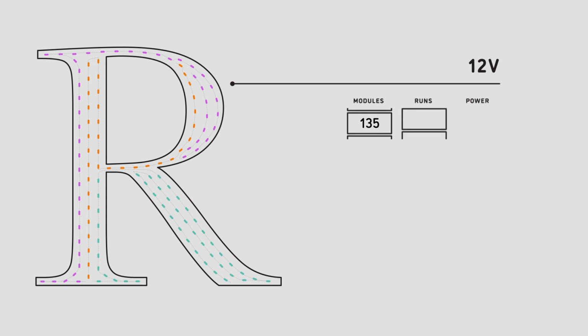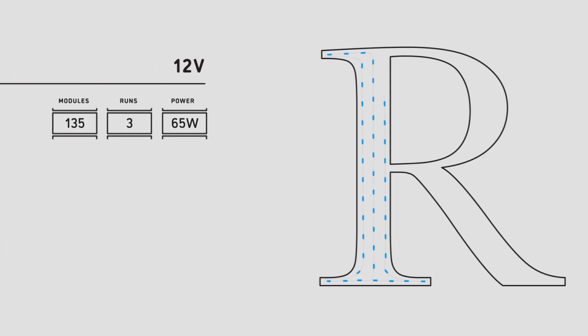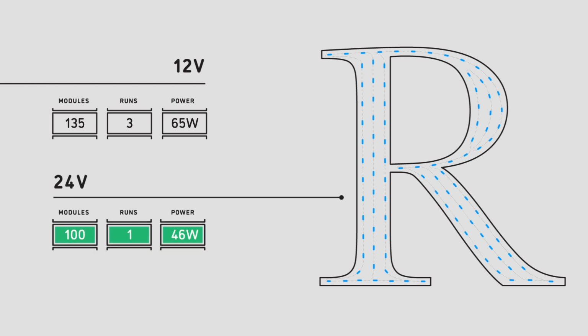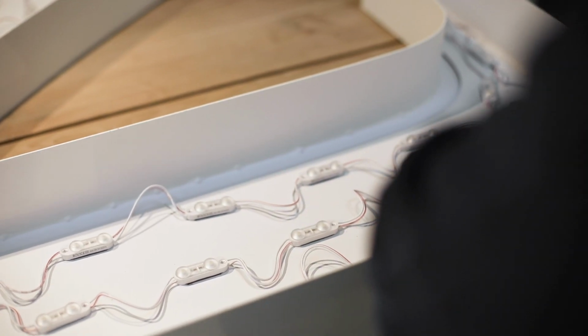Here's an example letter wired using our 0.48 12-volt module. It contains 135 modules in three runs. Here's the same letter using our 0.48 watt Eclipse module. Due to an increase in electrical efficiency, we can achieve the same light output using fewer modules. And with the longer maximum series length, we can light the entire letter in just one run.